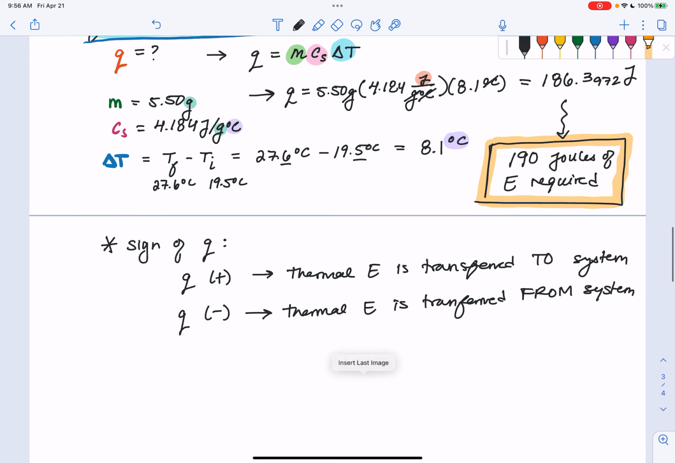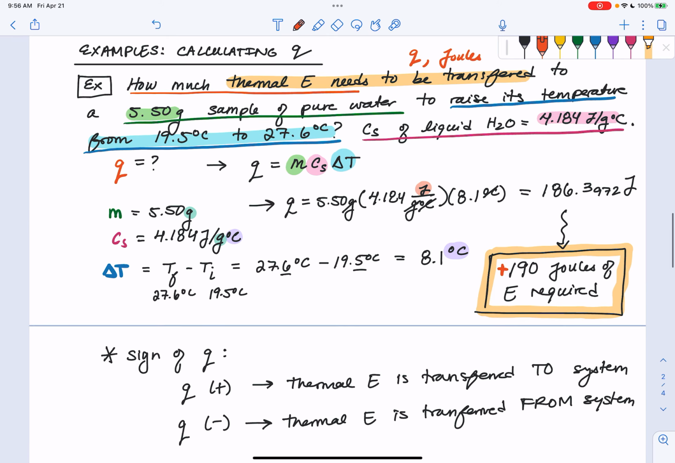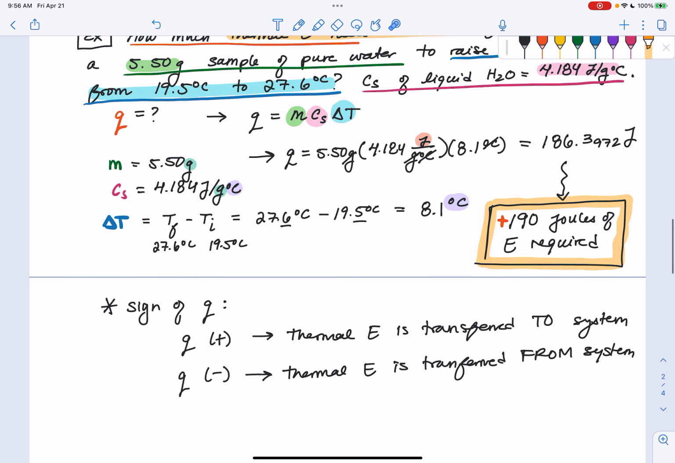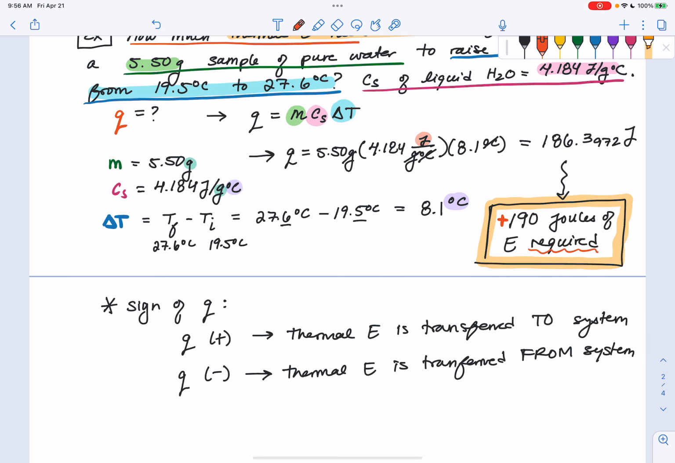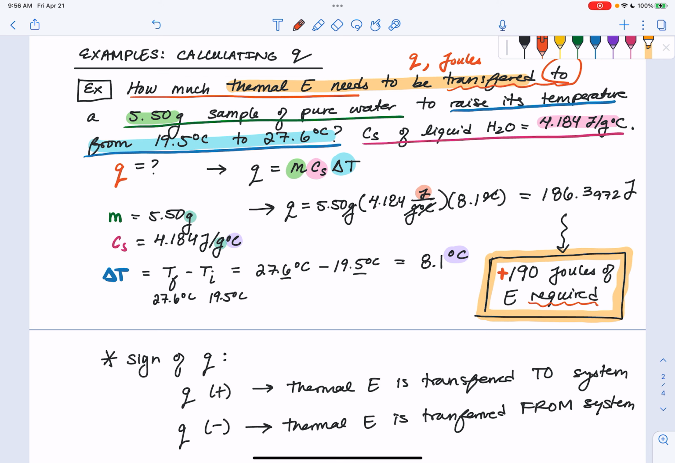So let's make sure, since we got a positive result here in our amount of heat, that this matches what's going on conceptually. So I am trying to raise the temperature of my water, right? So in order to do that, my water needs to absorb energy or have energy pumped into its system. And that means that the sign of Q needs to be positive, which is why this language of required or needs to be transferred to pops up in this kind of calculation.